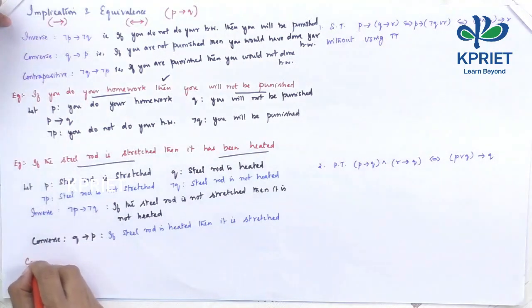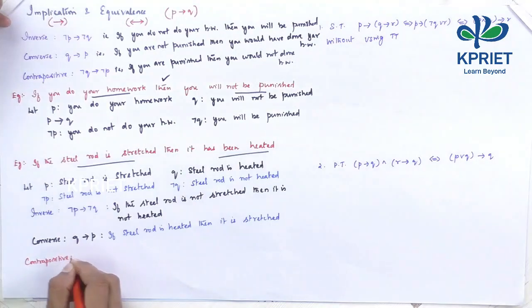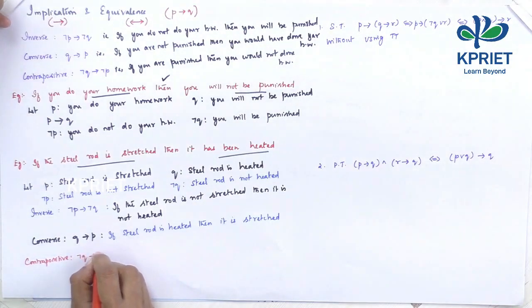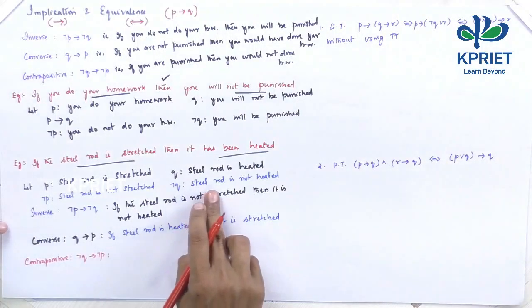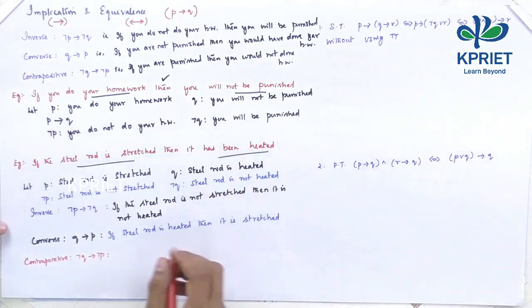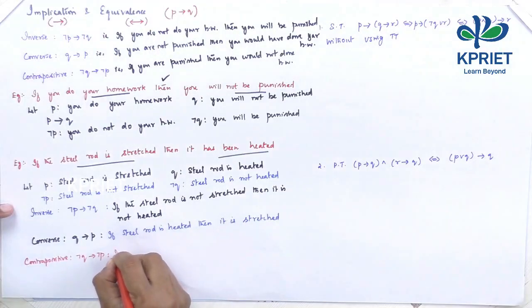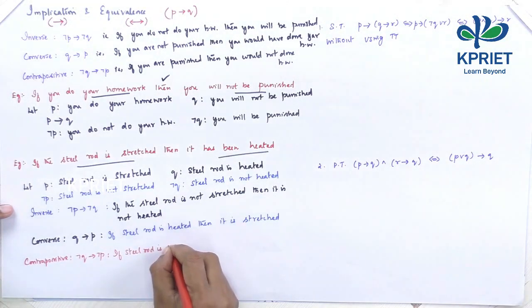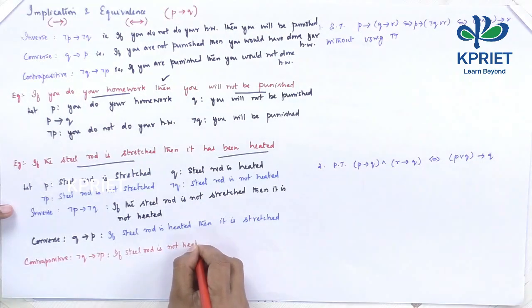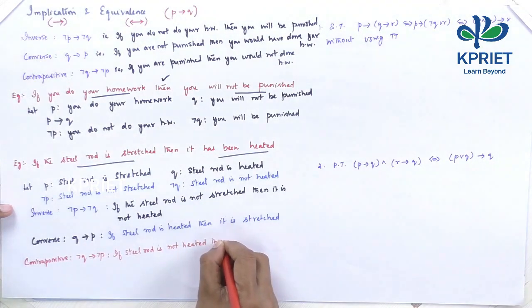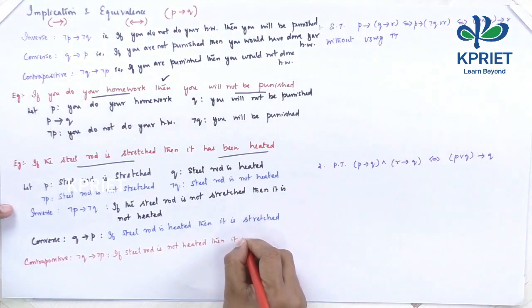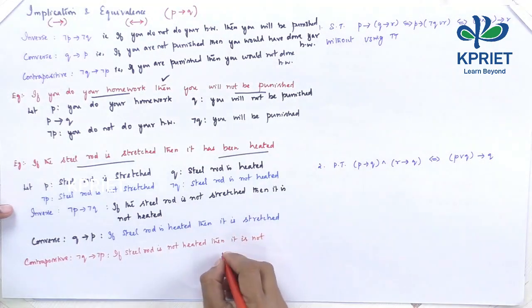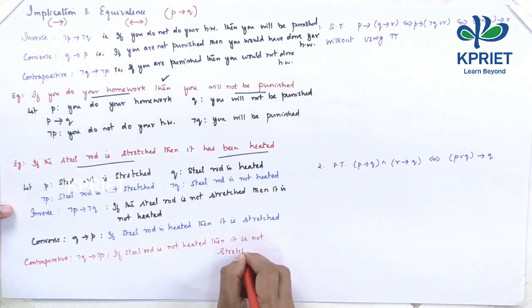And what is the contrapositive statement of this? Contrapositive is negate Q conditional negate P. So negate Q is steel rod is not heated, right? So if steel rod is not heated, then it is not stretched. Not stretched.